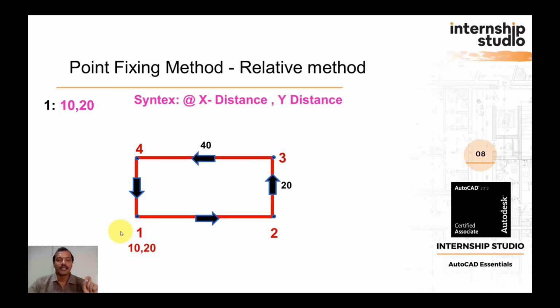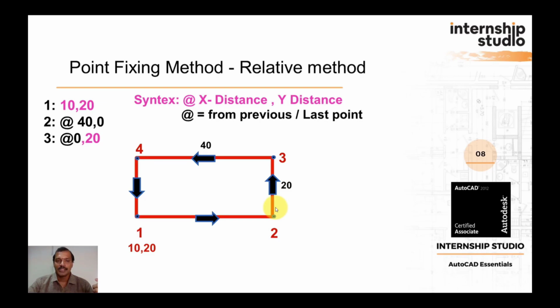Now my second point. Before giving the second point, I have to calculate the x distance and y distance between point 1 and 2. We know that this is 40 mm in x. So what is the x distance and y distance of the second point? It will be 40, 0. In the similar way, I'm going to fix the third point. With reference to the second point, what is the x distance and y distance of point number 3? It is 0, 20.